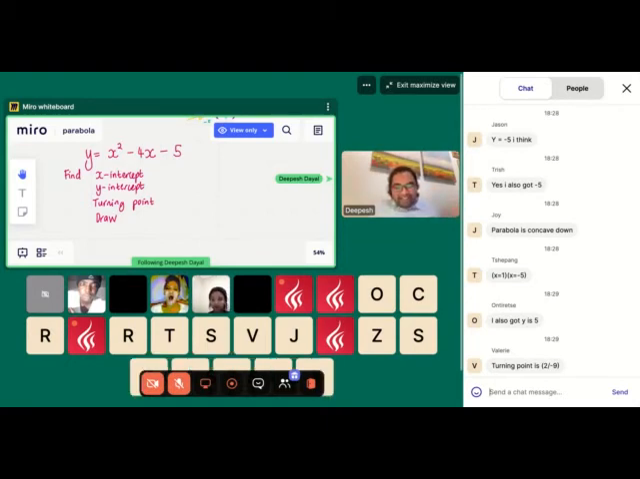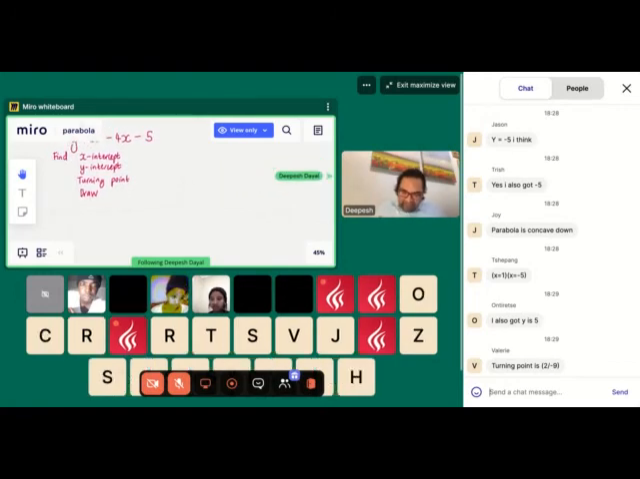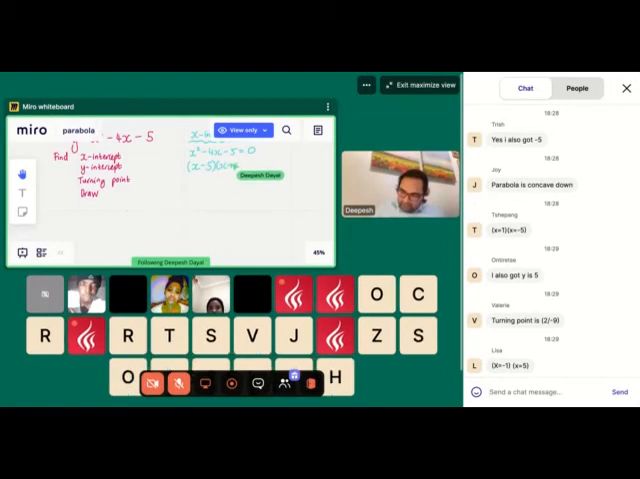So yeah, let's look. We've got the first x-intercept. What is the value of y? Y equals 0, right? So let's write this down. Okay, so I'm going to write your x-intercept. Y equals 0. So we've got x squared minus 4x minus 5 equals 0, and this factorizes into x minus 5 and x plus 1 equals 0.